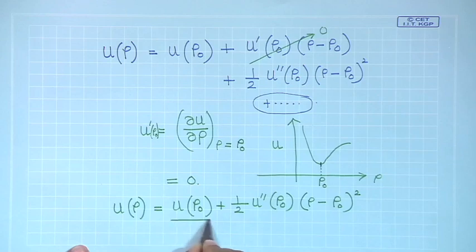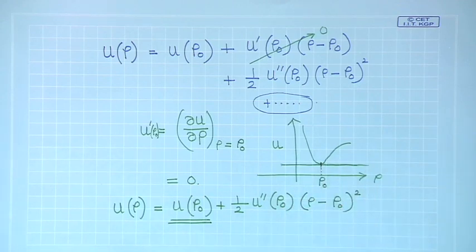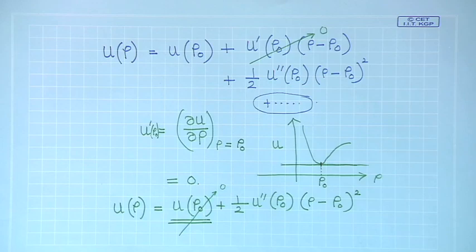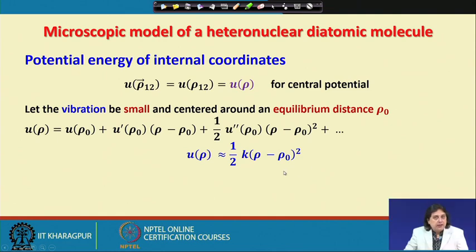Now, let us say that I assume that this is the 0 of the energy scale for this kind of vibrational motion. So, I put this equal to 0. So, essentially the potential energy term that we saw in our total energy is a harmonic energy term that is proportional to rho minus rho naught whole square. So, what do I learn from here?